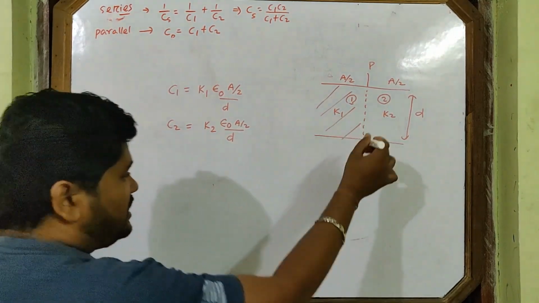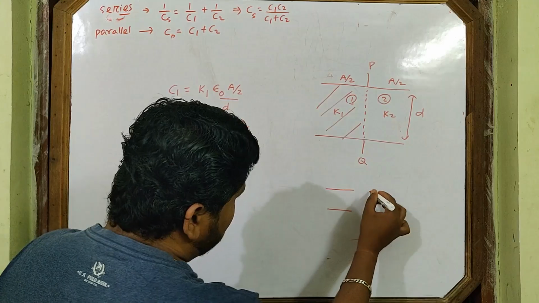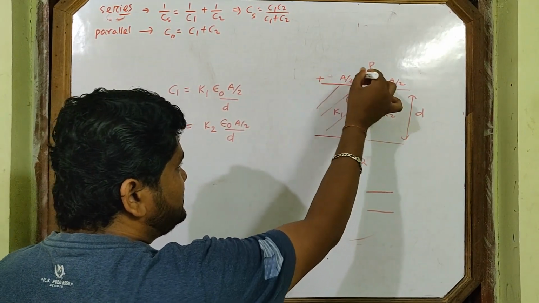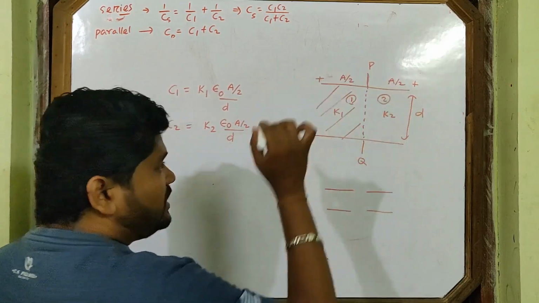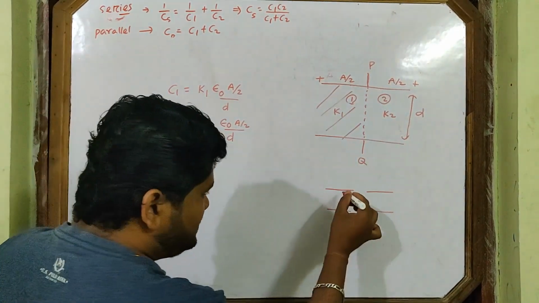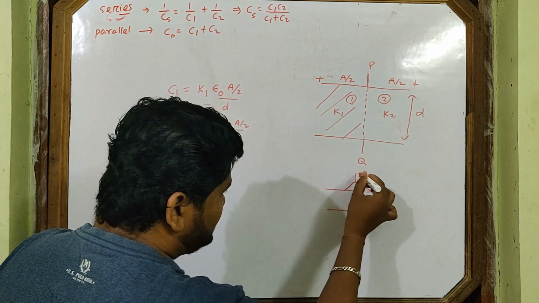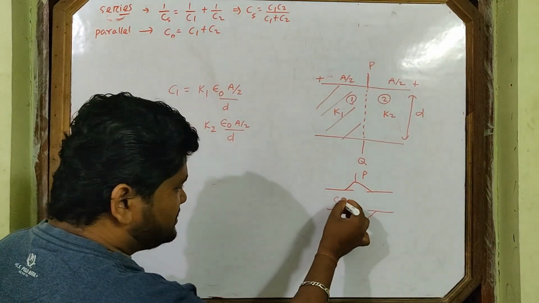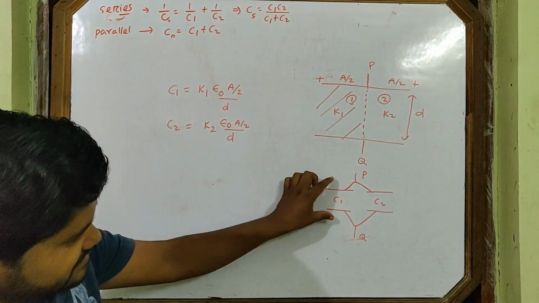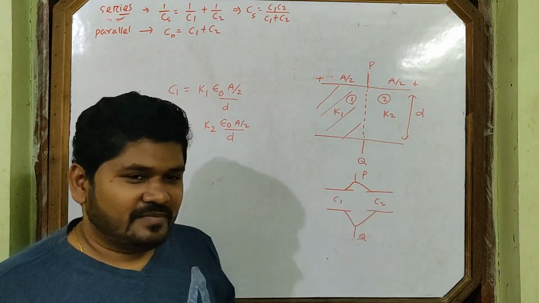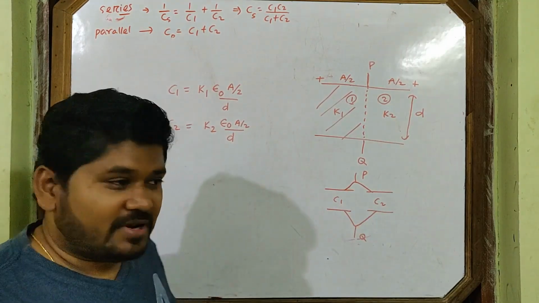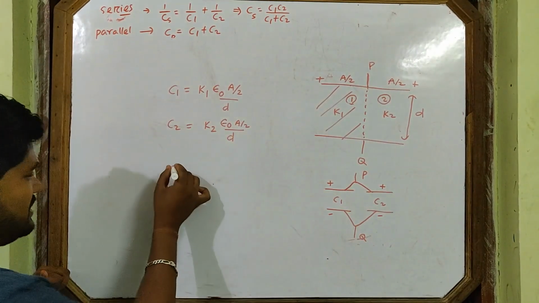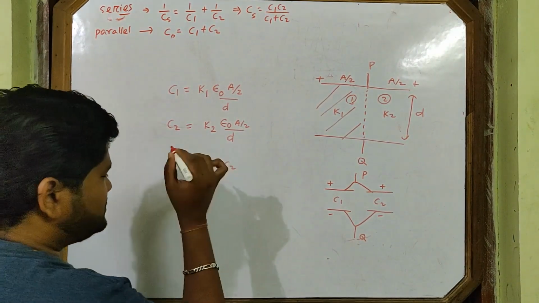Understand? Okay. How are they connected? This is one capacitor, this is one capacitor. This plate is positive; if this plate is positive, this plate is also positive, because it's connected to one terminal, P. Positive plates are connected to one terminal, that is P. Here also connected to one terminal, that is Q. Now you see, this is C1, this is C2. See this figure, how these two capacitors are connected. It's very clear they are connected in parallel. This is positive connected to P, negative connected to Q. For parallel, simply C equals C1 plus C2.